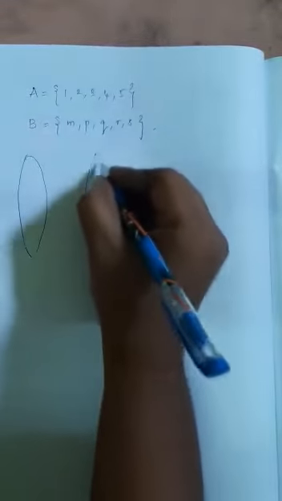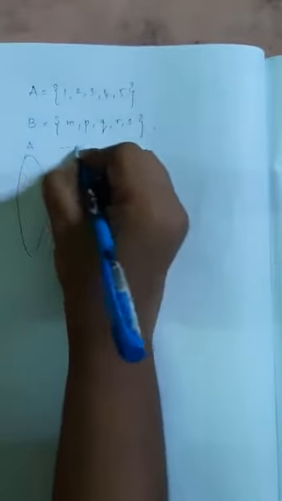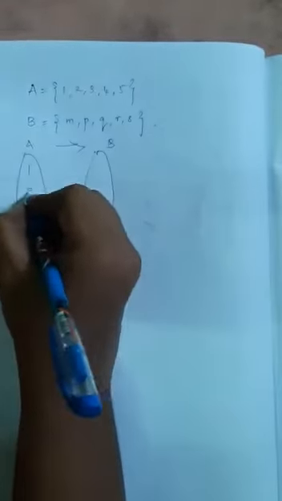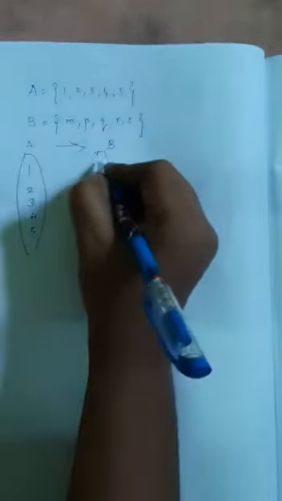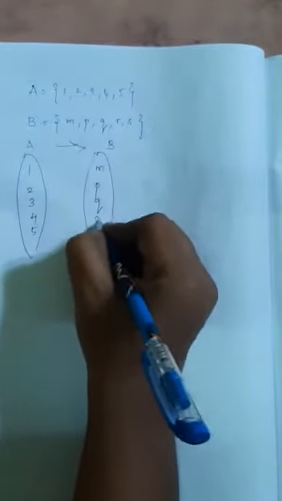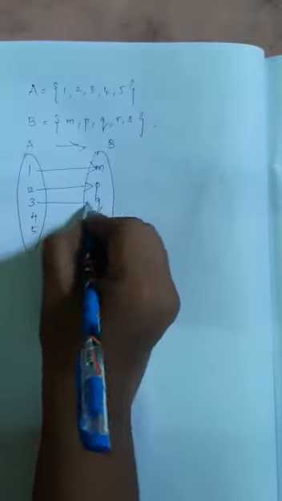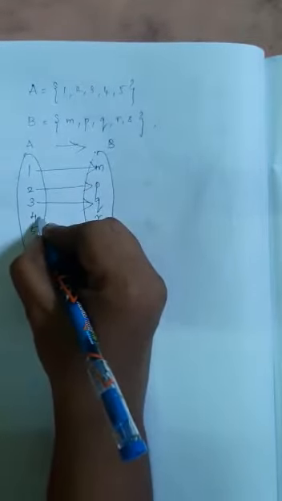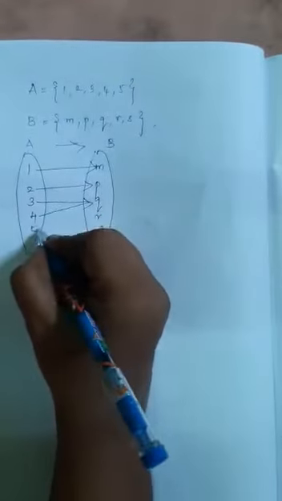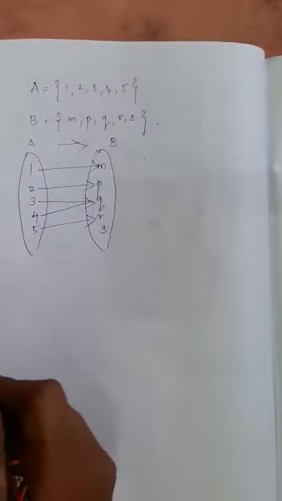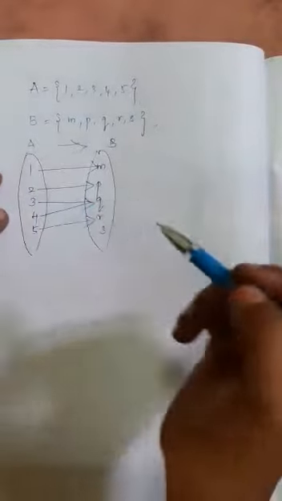I represent this using an arrow diagram again for your clarification, so that you can easily understand. So the relation from A to B, I'll map this: 1 is mapped to M, 2 is mapped to P, 3 is mapped to Q, 4 is again mapped to Q, 5 is mapped to R. Tell me first whether it is a function.